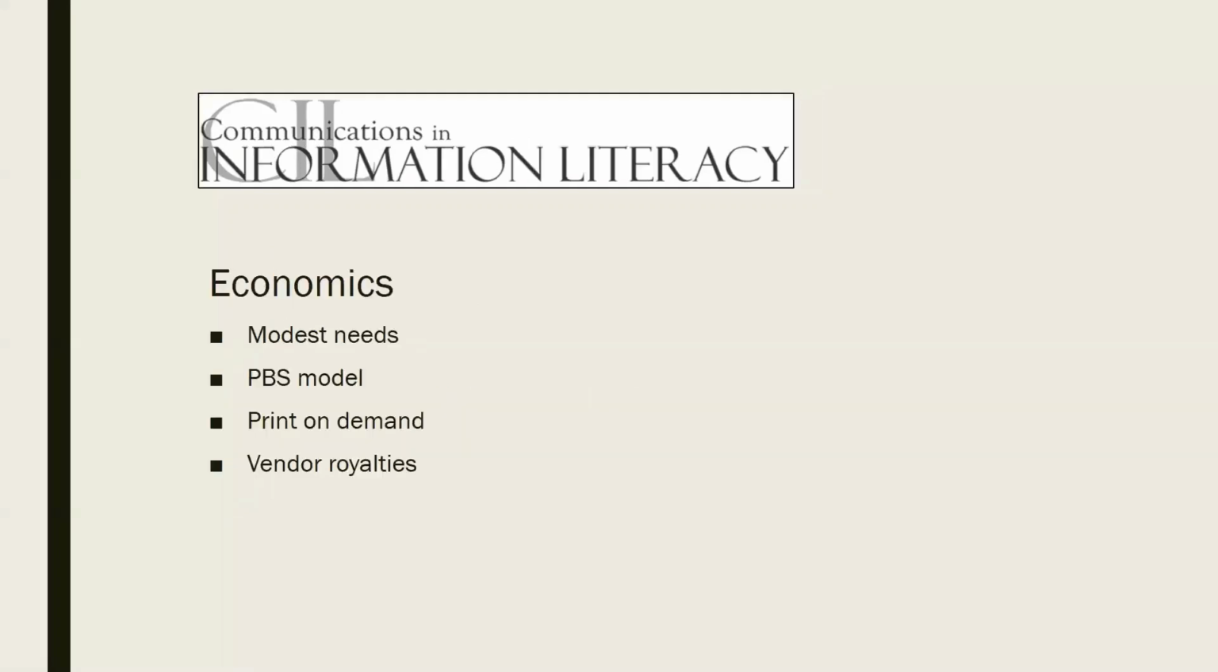Open access publishing, as we know, usually generates questions about economic models and sustainability, understandably so. CIL's financial needs have always been very modest, mainly used for web hosting fees on our first platform. For the first few years, we operated on the so-called PBS model, that would be plead, beg, and steal. We experimented with print-on-demand services to generate funds, and after a few years, we began to build a modest bank account, thanks very much to vendor royalties.